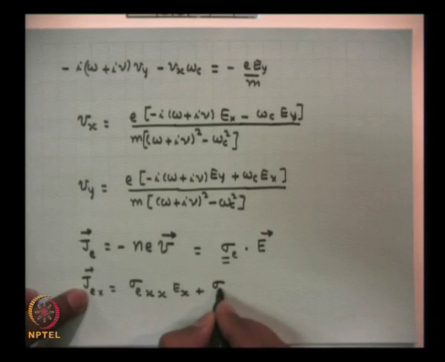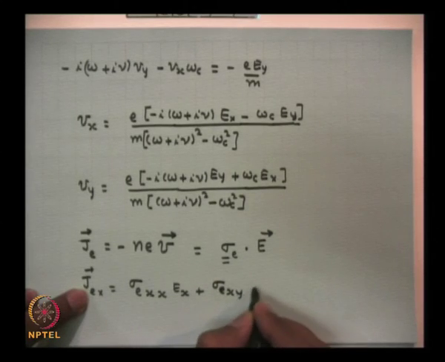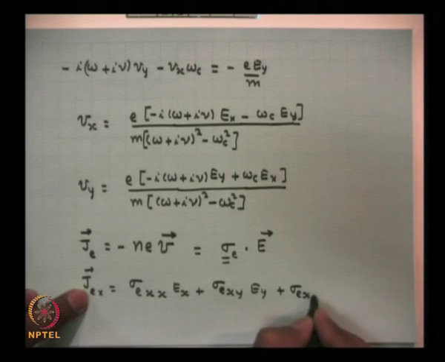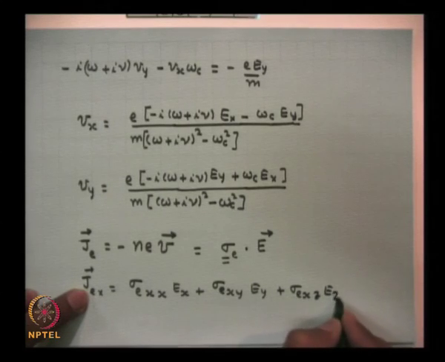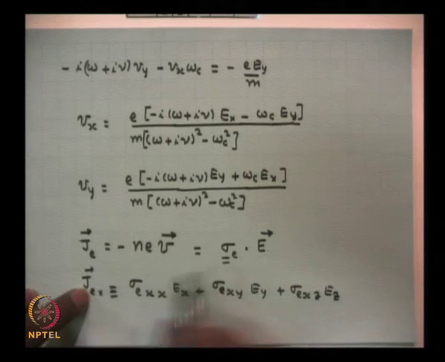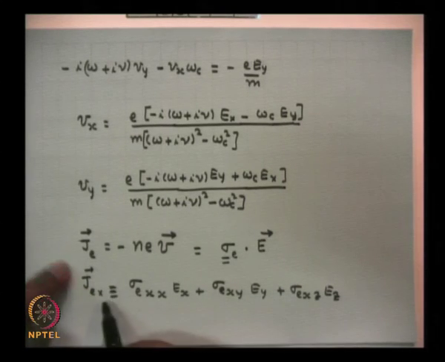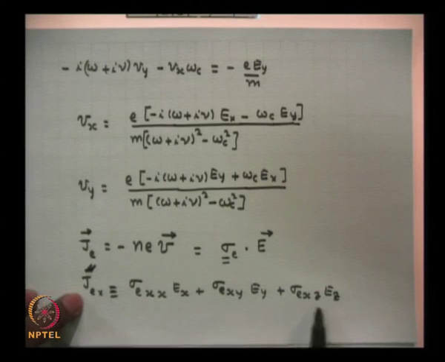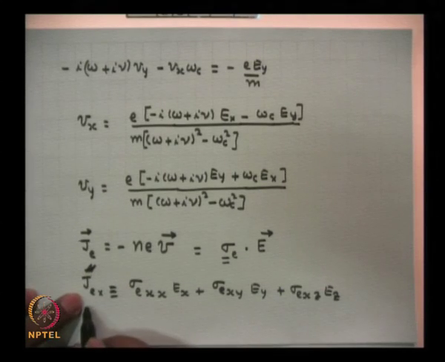plus sigma Exy Ey plus sigma Exz Ez. This is the meaning by definition. So in tensor representation, Jx is a scalar quantity, so I should not put a vector sign there. Like this, similarly you can write down Jey.